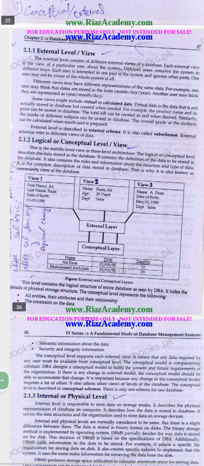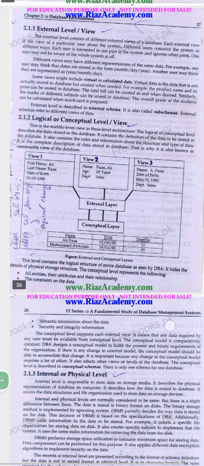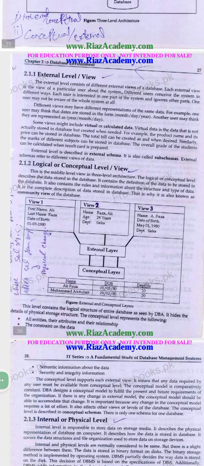We must say we have multiple users. For example, if view 1 is about the student, view 2 about the faculty, and view 3 about the dean, it doesn't mean they have all the same data. The external level tackles how the individual users view their data according to their respective needs. Every user may have a different view depending on their needs. This is the concept of the external level.